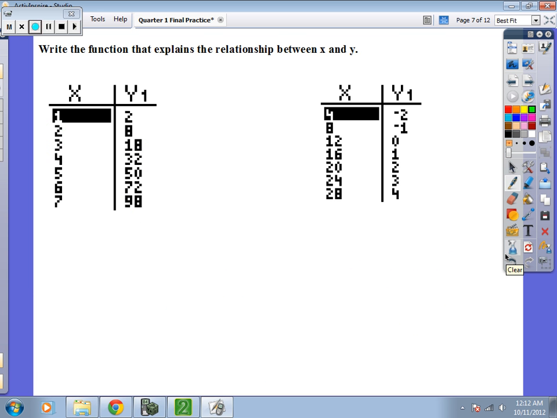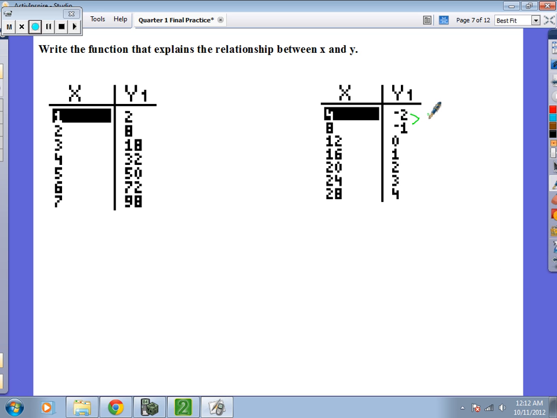Okay, this guy over here, let's have a look at this one. Negative 2 to negative 1, that's going up 1. Negative 1 to 0, that's going up 1. 0 to 1, that's up 1. 1 to 2. Alright, up 1 every time. But that's a trick question. It's not up 1 every time. This goes up 1 every time. This goes up 4.